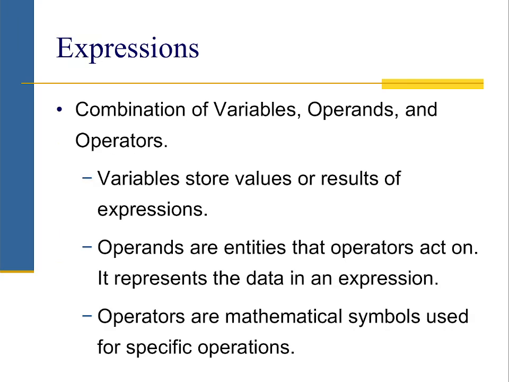And under expressions, it's basically a combination of variables, operands, and operators. They come together to form an expression. And we know a variable stores values or results of expressions. Operands are also entities that operators act on, and they represent the data in an expression. We'll look at that very soon. And also, operators are mathematical symbols used for specific operations.